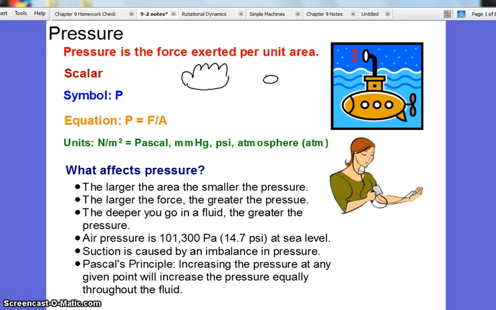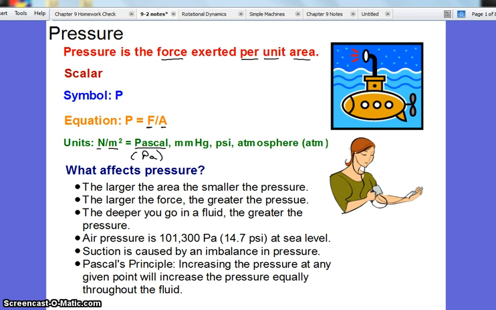Pressure is a scalar, has no direction. We use the symbol P for pressure. The equation that we get from the definition, it is force per unit area, so it's force divided by area. This gives us units of newtons per square meter, which is abbreviated as a Pascal, or Pa for short.